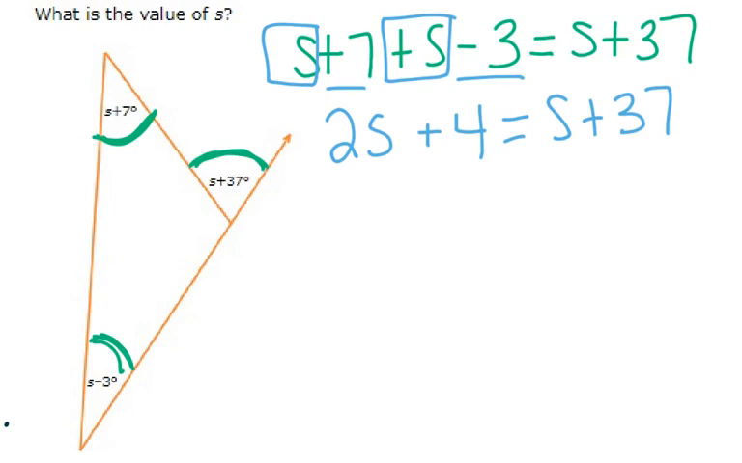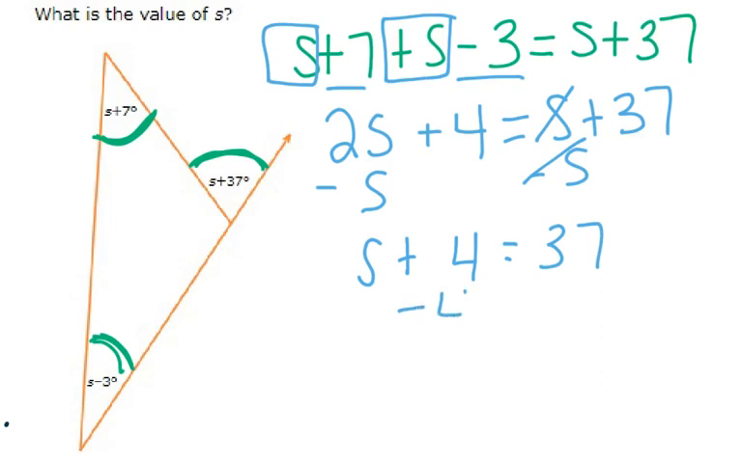Now we need to get all of our variables on one side and all of our constant terms or numbers on the other. So I'm going to subtract s from both sides. So 2s minus s is s. And then we just subtract 4. So s is equal to 33 for this problem.